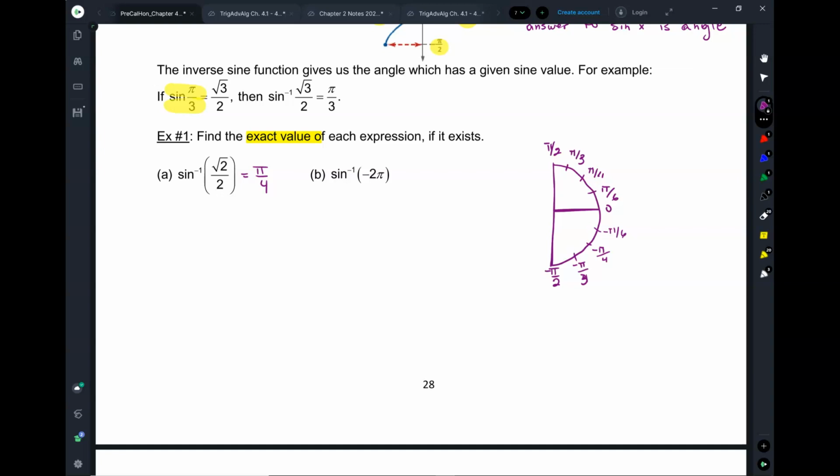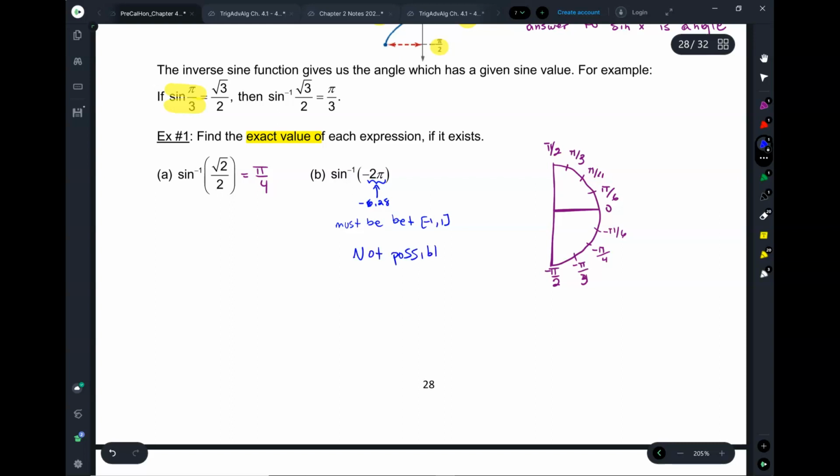Why not? Okay, this is a trick question. Because what did we say? We said the number in here should always be between negative 1 and 1. But negative 2 pi has a value of how much? Negative 2 pi itself is negative 6.28. Right? It's a trick question. That is a value of negative 6.28. It's not in the domain. It must be between negative 1 and 1. So for this one you just say not possible, or no solution.